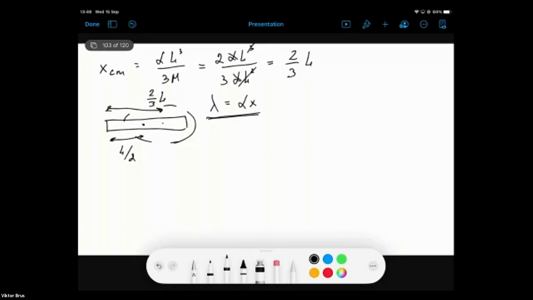However, the concept is clear. We need to take this into account in the integral and integrate along the length of the rod in this particular case. If it's a continuous body in three-dimensional space, then we need to integrate all over the volume of the body.